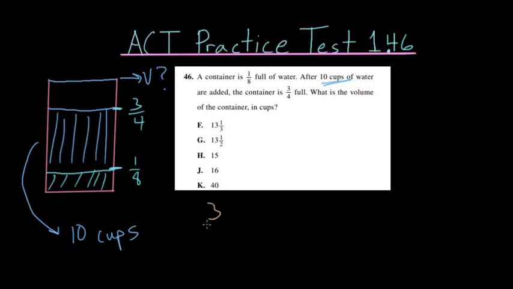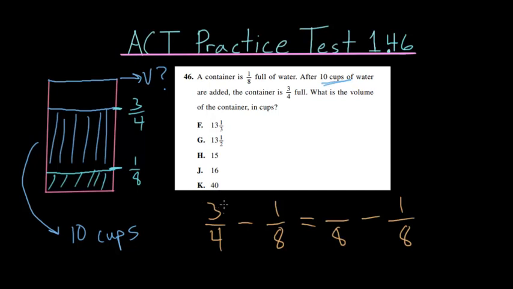If we take this value of 3/4 and just subtract 1/8, that'll tell us what portion these 10 cups actually took up. So to do this, we need to find a common denominator. And since 8 is a multiple of 4, we can use 8 as our denominator. So the 1/8 does not change, but 3/4, since we're changing the denominator to 8, we want to think, what did we multiply the 4 by to get to 8? And the answer would be 2.